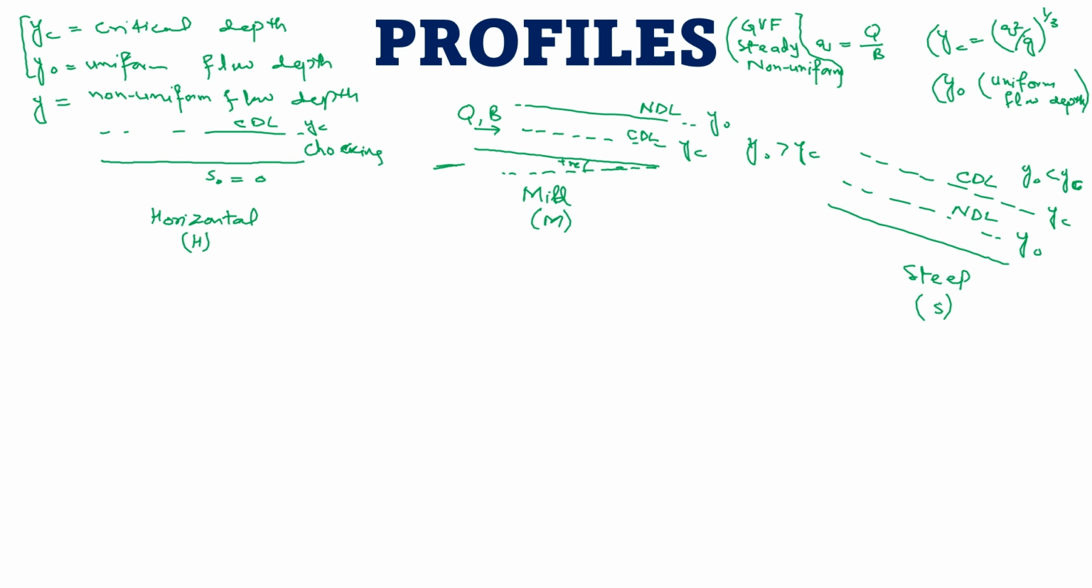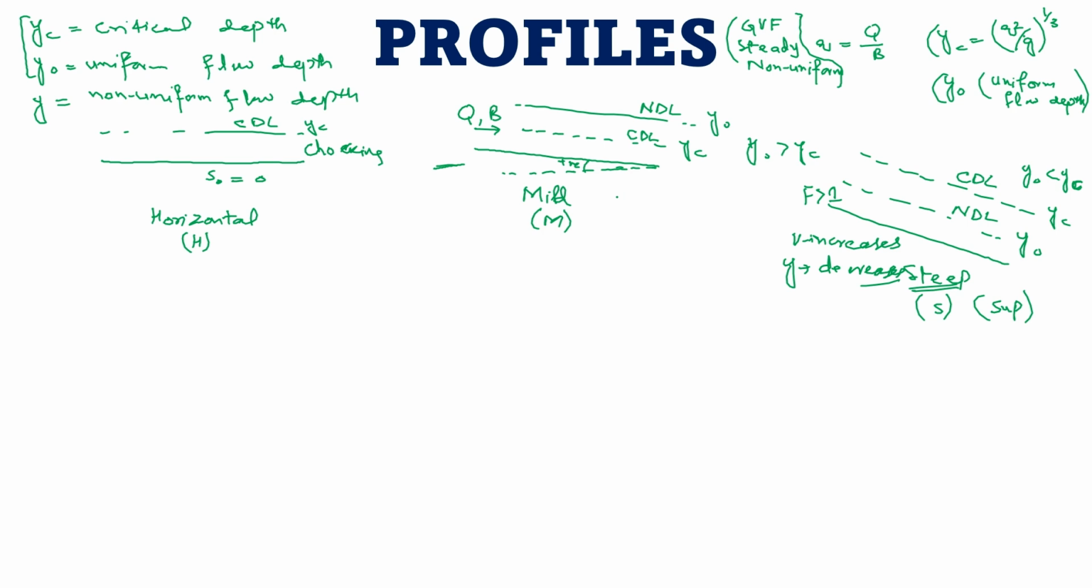So for steep slope, what happens? Velocity increases. And what happens when velocity increases? The depth decreases. It simply means that for increased velocity and decreased depth, we have a Froude number greater than 1. It means that for steep slope profile, the flow will be supercritical.